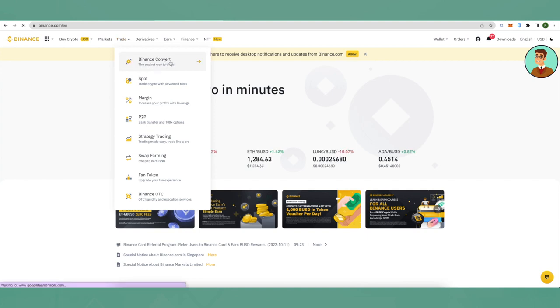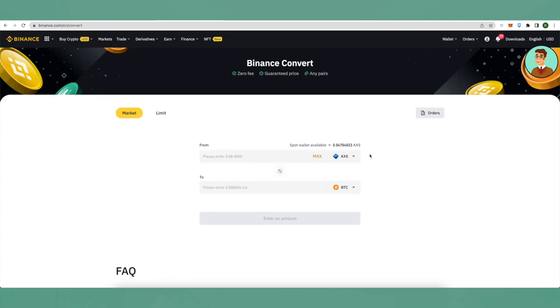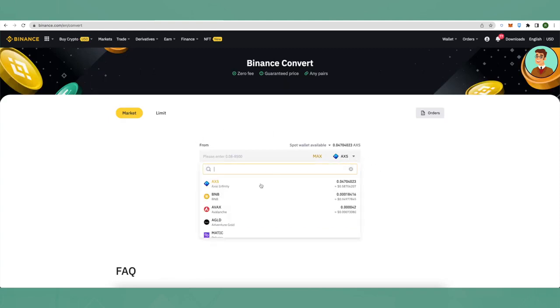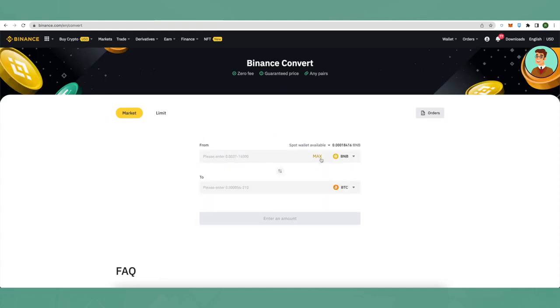Just click on it, and here select the crypto of your choice. Suppose I want to convert BNB, and in place of BNB I want Ethereum, so I will just select Ethereum here, and in the from menu I will type the amount of BNB that I want to convert, and then just click on preview conversion, and you will be able to convert your BNB into Ethereum or the crypto of your choice. And this transaction will take place at the current market rate.